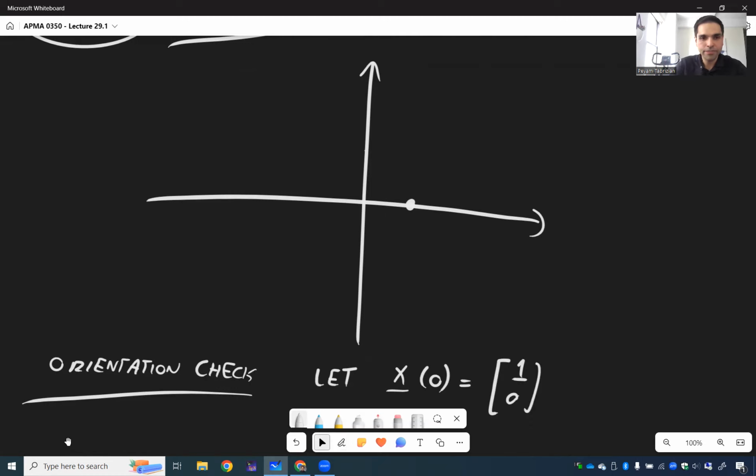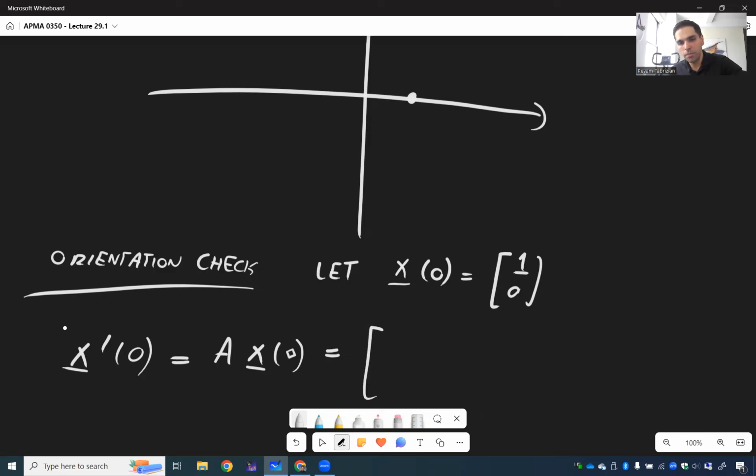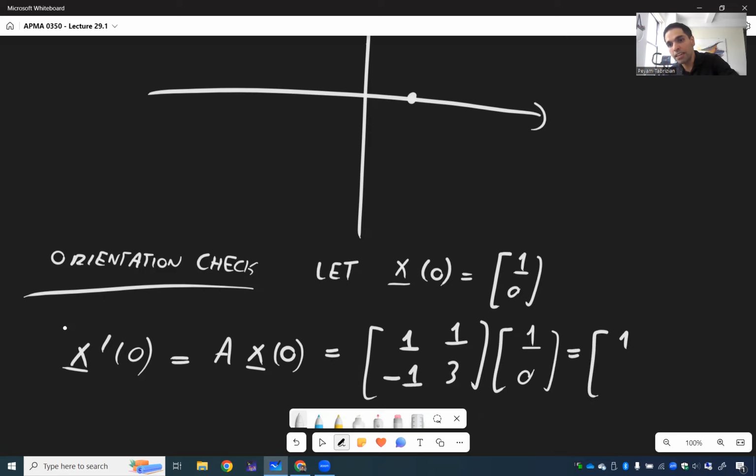Then once again, by our ODE, x prime of 0 is A x of 0. So that becomes, let me see what the matrix is, (1, minus 1; 1, 3) times (1, 0), which becomes (1, minus 1). So what does the solution look like? At the point (1, 0), it curves down, or it moves southeast.